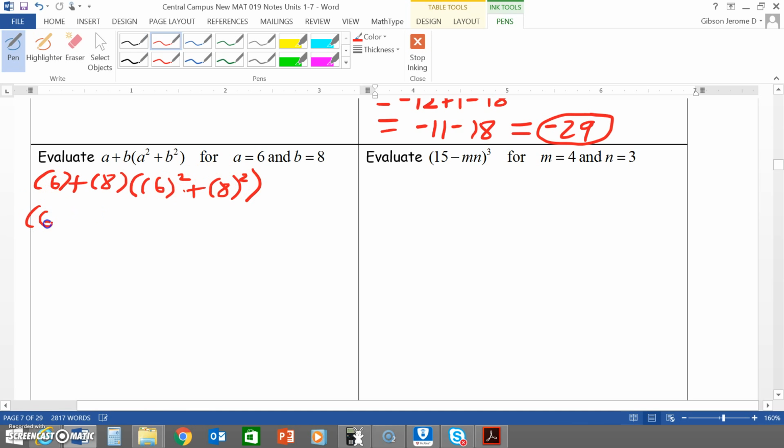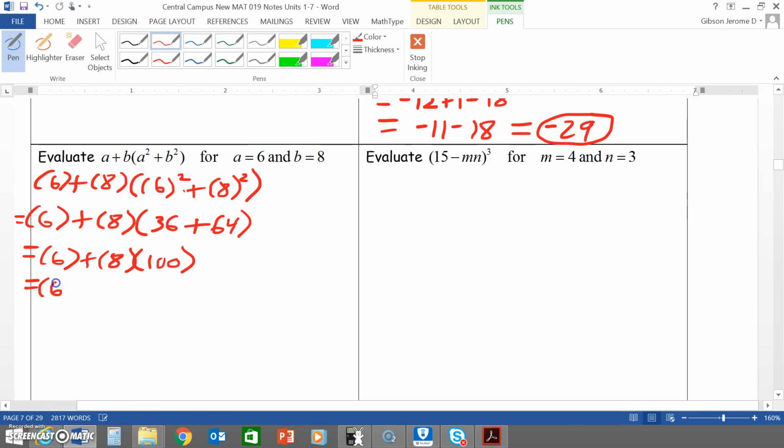So now we will have 6 plus 8. Then in parentheses, we will have 6 squared, which is 36, plus we have 8 squared here. We could go on and do the 8 squared because there's nothing else aside from the 8 squared. So that would be 64. So now we will have 6 plus 8, and 36 plus 64 is 100.